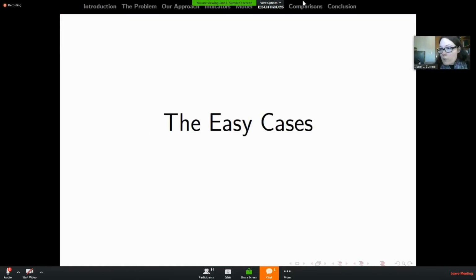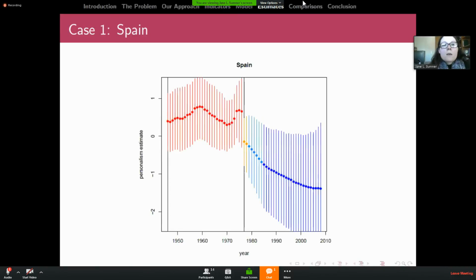So now I'm going to walk you through the estimates and show you how our estimates correspond with some known cases. So where the history tells us what the answer is, we're going to see if our estimates get it right. I'm going to start with the easy cases just to show that there's validity in the easy cases. And so the first case we have here is Spain. Spain is a very easy case in that it has very high levels of personalism, indicated by these red lines here. So red indicates that the country was in the top quartile of personalism in any given year. So Spain is among the highest personalist regimes in any given year under Franco.